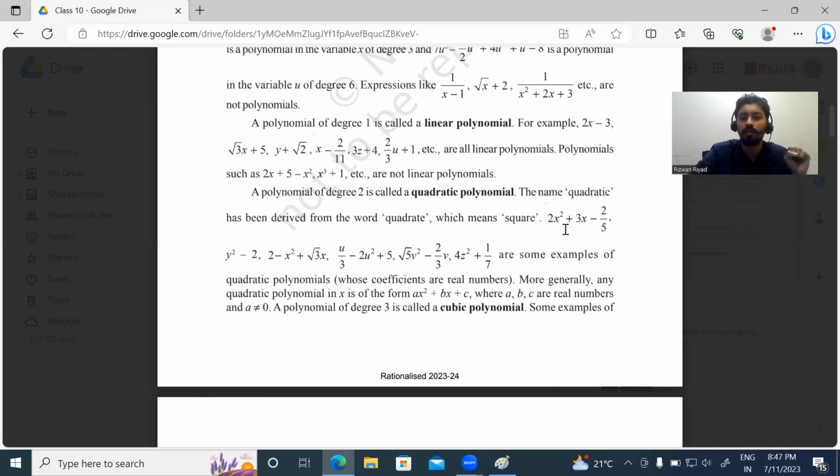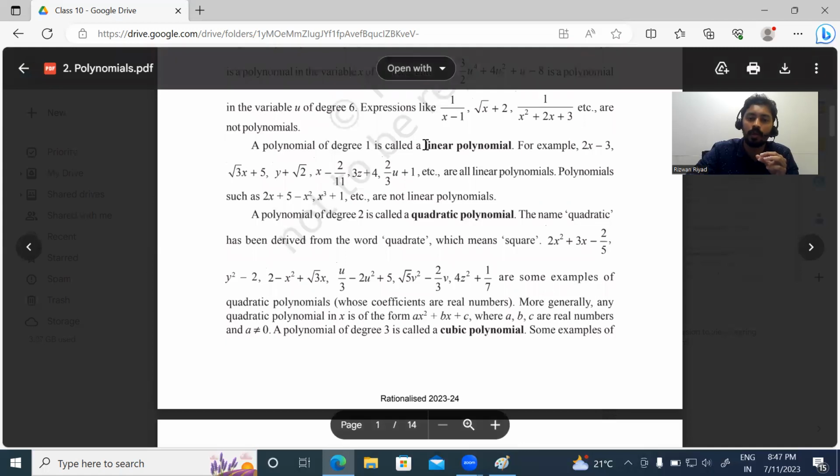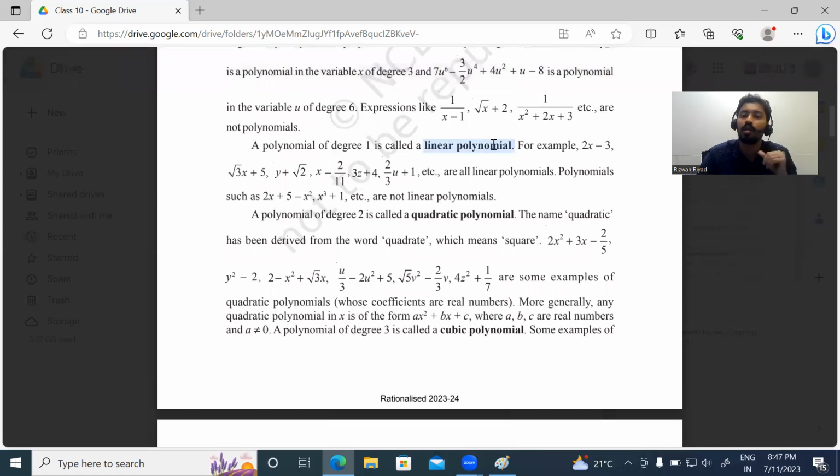So simply, degree of a polynomial means the highest exponent of the variable. And we have different names based on this degree of the polynomial. We can name the polynomial based on this degree. Here you can see linear polynomial. Linear polynomial means polynomial with degree 1. If you have a polynomial with degree 1, then we can call that polynomial a linear polynomial.